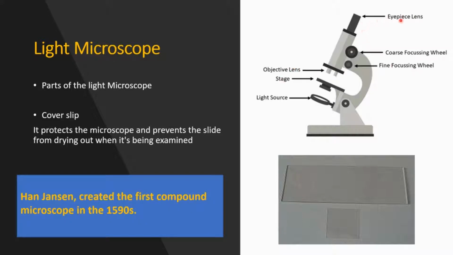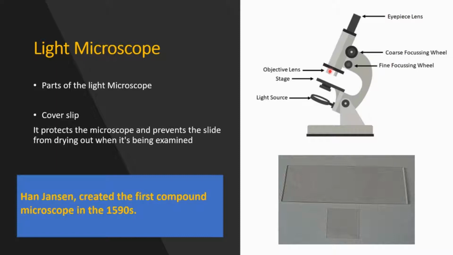As you can see, we have the eyepiece lens. This is where you put your eyes to look at the specimen. Then we have the coarse focusing wheel and the fine focusing wheel. You would use these to control the magnification and to get a better view of the image.